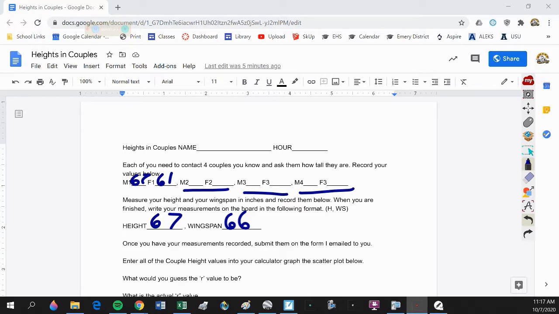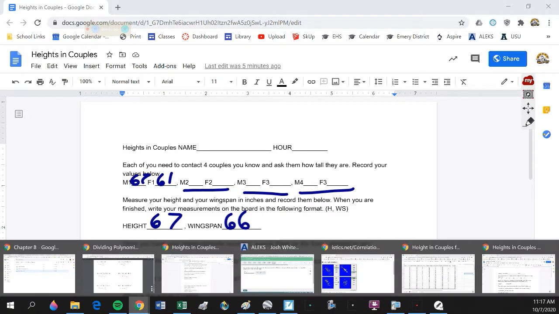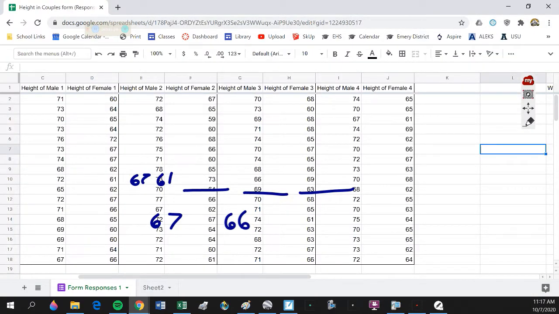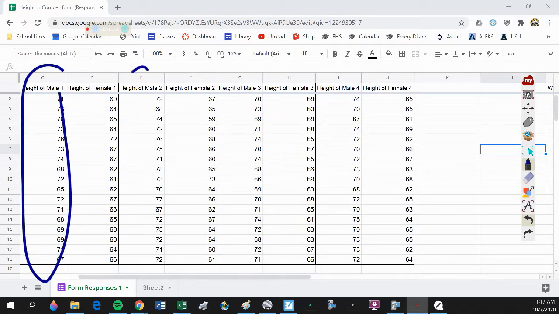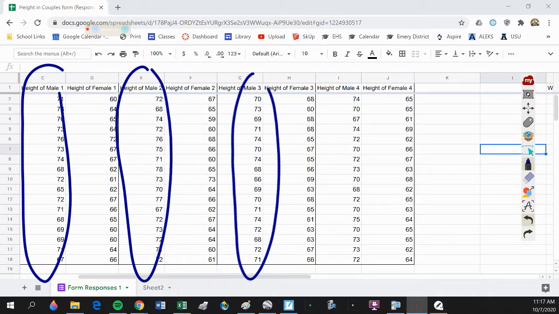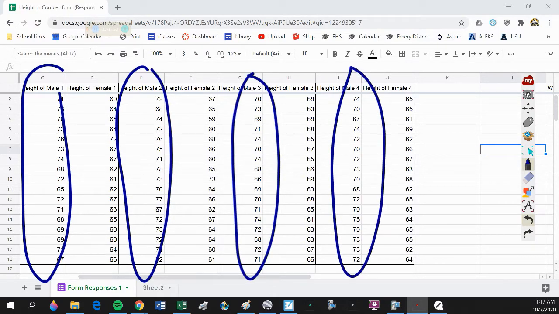Welcome back. So, here are the heights. You need to go into your stat, and all of these will go in L1. But they have to be in the same line as the female partner in that couple. So your first entry needs to be 71, 60.